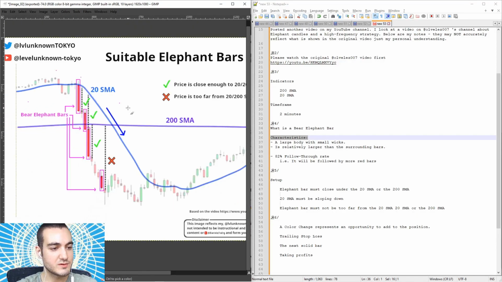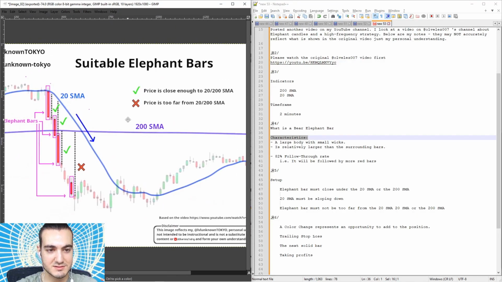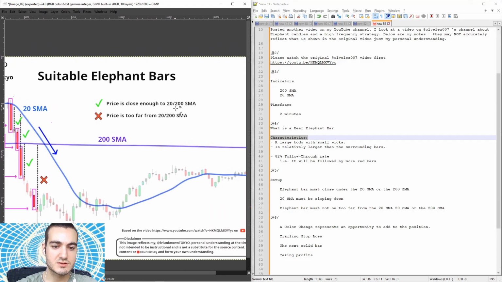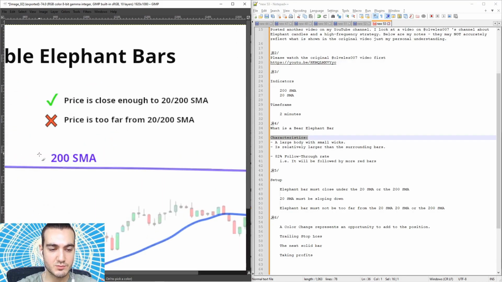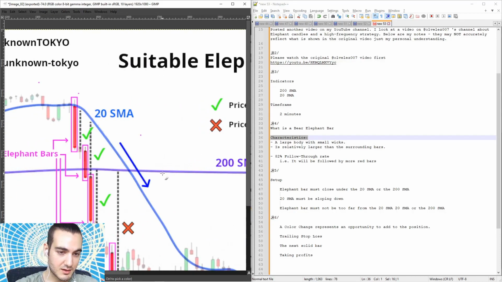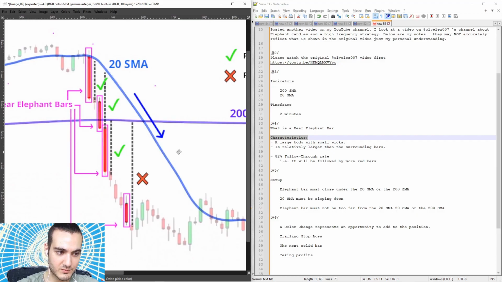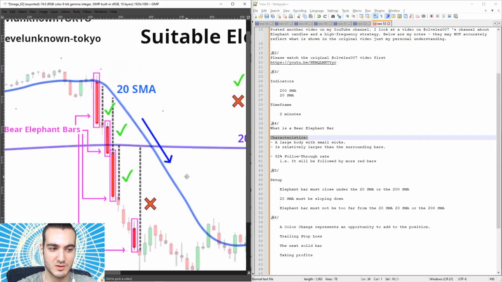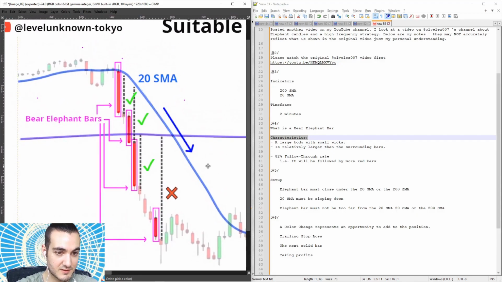All right, the first condition we're looking at is the proximity of the close of the elephant bar to the 200 and the 20 simple moving average. Okay, the price has to be close to the 200 and the 20, because we don't want to be diverging too far away from them, because price will always find its way back to a moving average eventually.